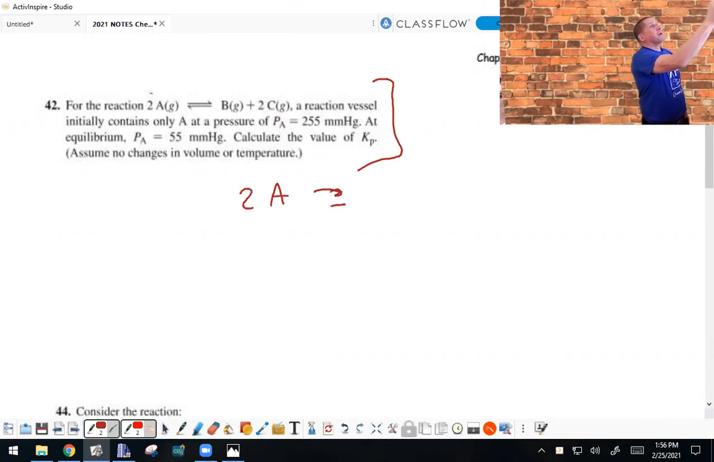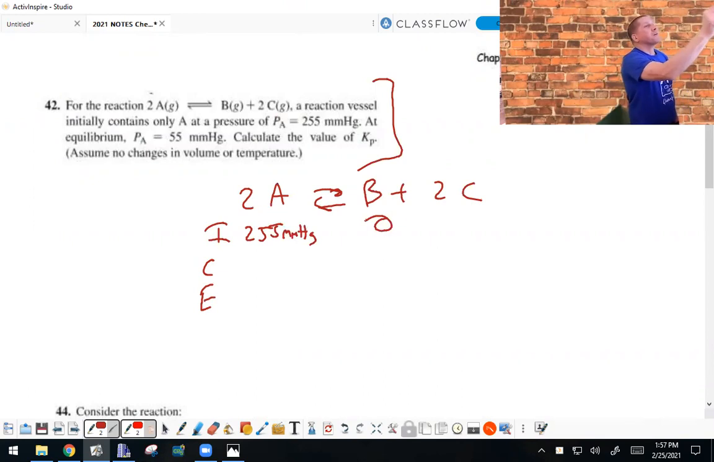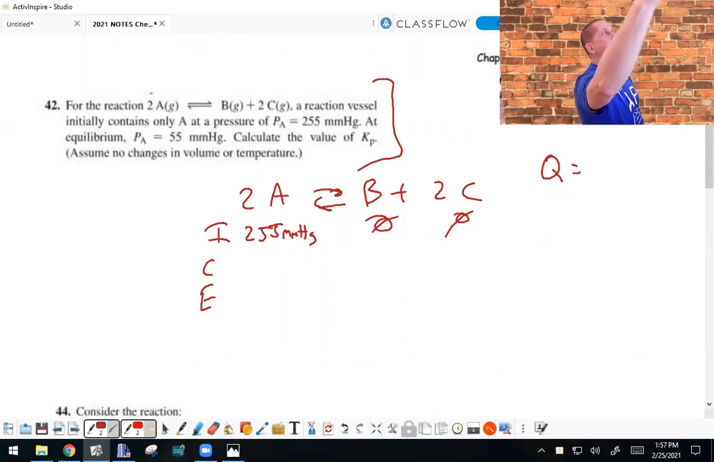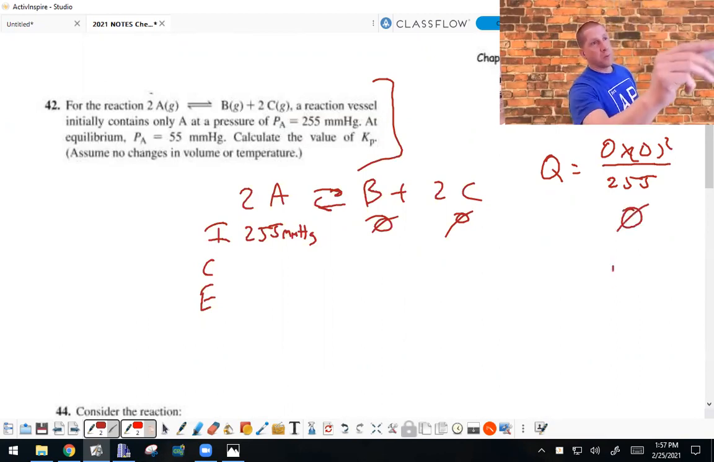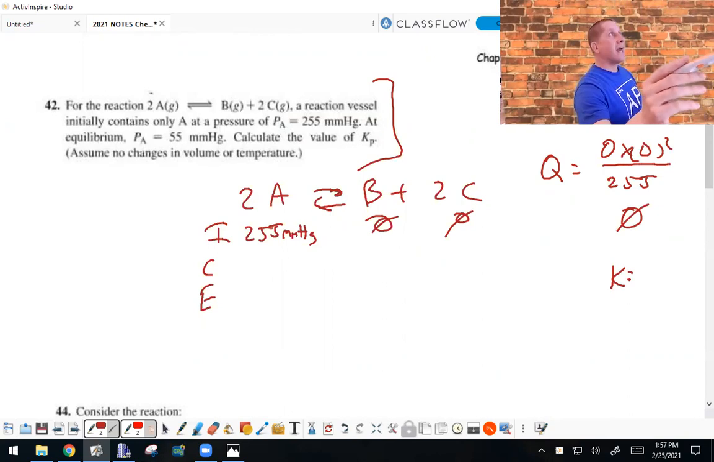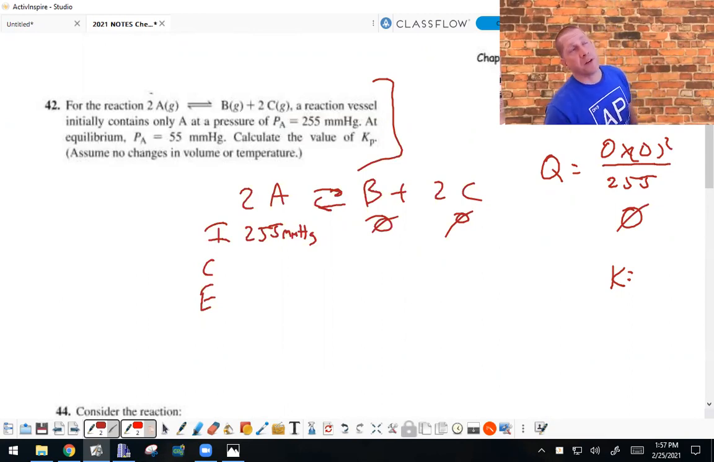So once again, I'm going to write the equation. Initial, change, equilibrium. Reaction vessel initially contains only A at a pressure of 255 millimeters of mercury. So we have none of that, none of that. It can only go that way. Now you could do the Q too. Q is equal to the products, 0 times 0 squared, over the reactant, 255. It's 0 times 0 times 0 divided by that, so Q is 0. When we compare Q to K, well, K is what we're trying to calculate this time, but if we knew it, we could say which way it shifted.